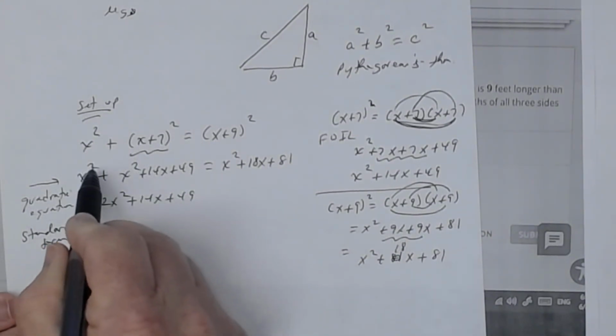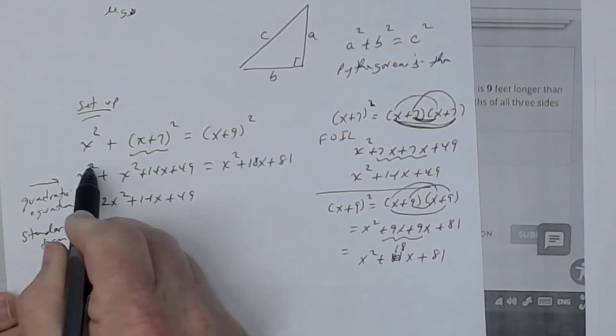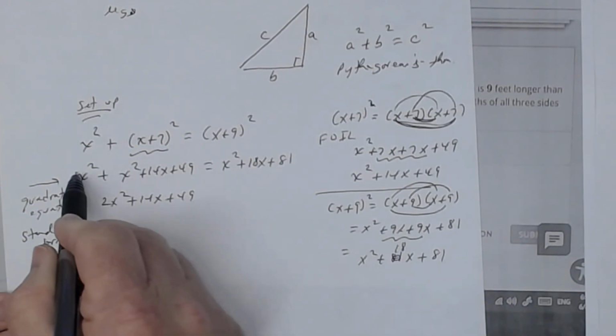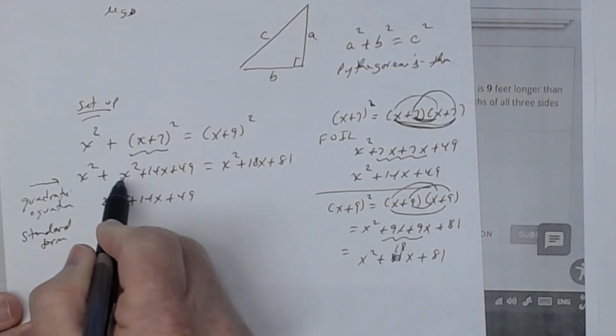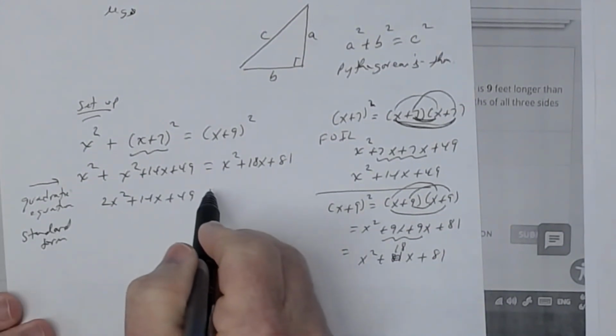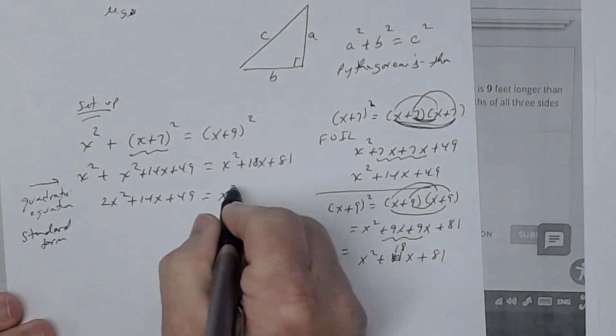These two terms are like terms because the variables have the same exponent, 2. So those are like terms. 1x squared plus a 1x squared is 2x squared. And then 14x plus 49 equal. And then I'm just going to rewrite this over because there are no like terms there.